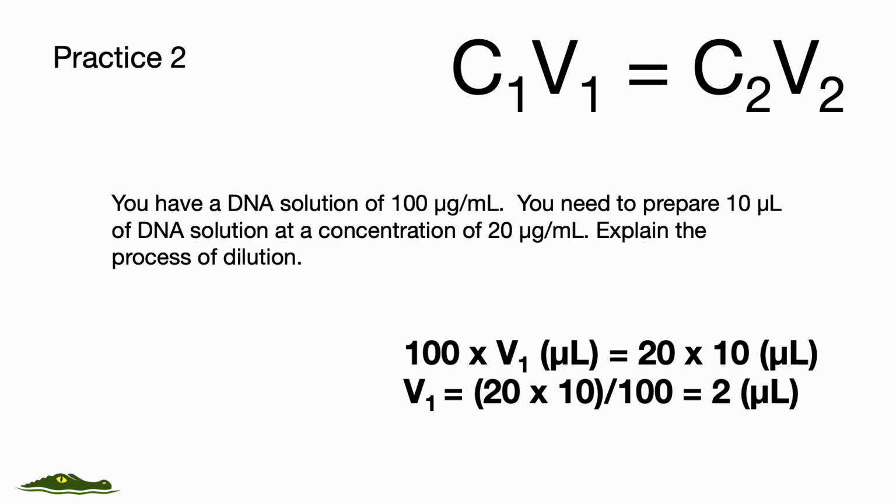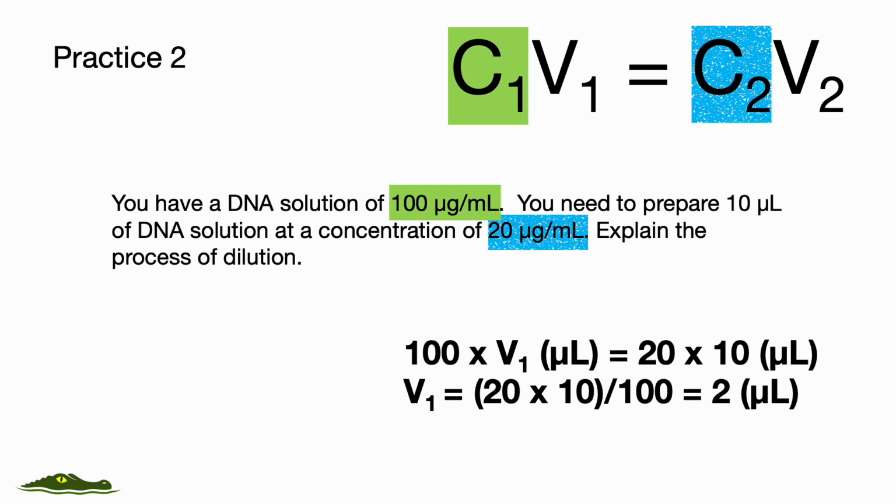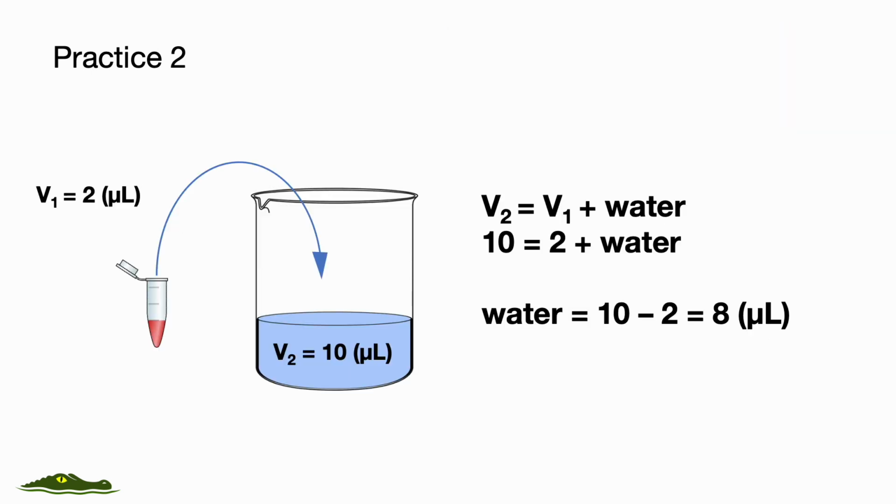Similarly, we can assign numbers. C1 is 100 micrograms per milliliter, and C2 is 20 micrograms per milliliter. The final volume, V2, is 10 microliters. Thus, V1 is calculated to be 2 microliters. Finally, the amount of water is 10 minus 2, which is 8 microliters. Now dilution should be an easy experiment for you.